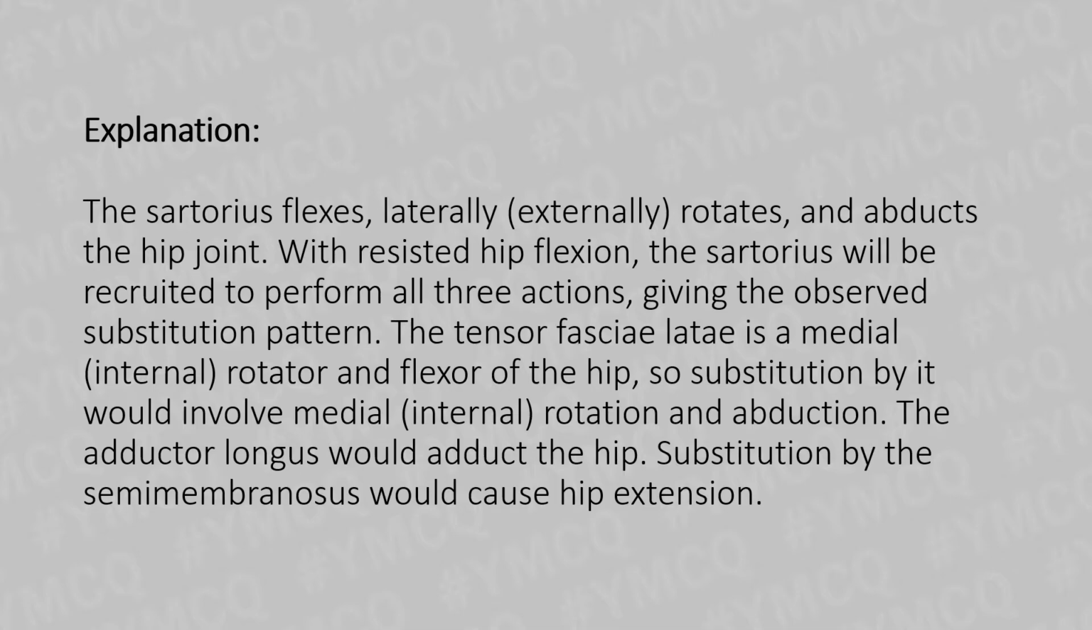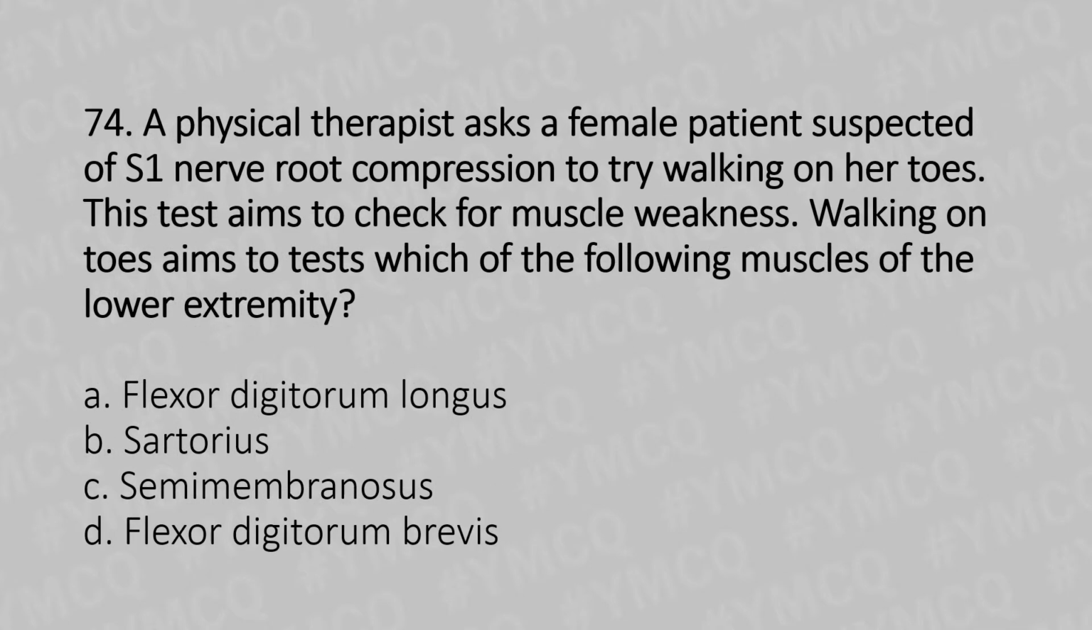Now let's move to our 74th question. A physical therapist asked a female patient suspected of S1 nerve root compression to try walking on her toes. This test aims to check for muscle weakness. Walking on toes aims to test which of the following muscles of the lower extremity? Option A, flexor digitorum longus. Option B, sartorius. Option C, semimembranosus. Option D, flexor digitorum brevis.